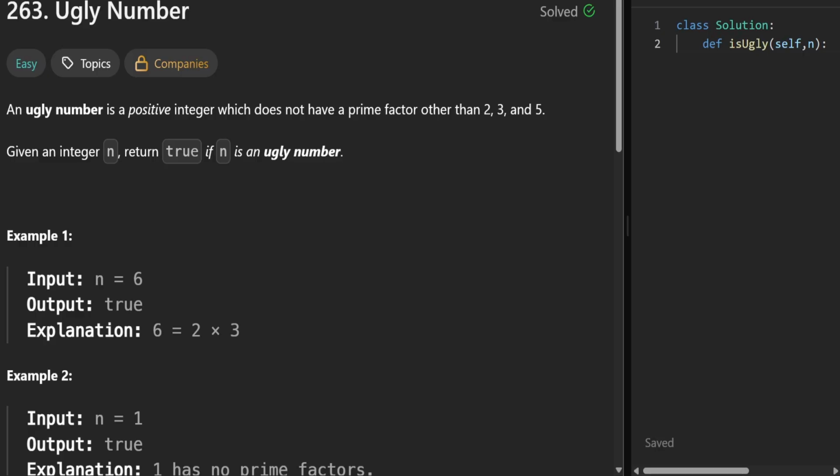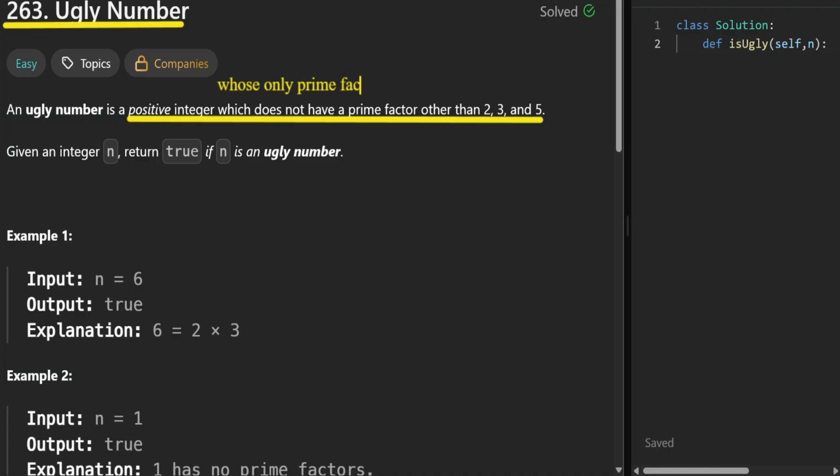I'm Alan, and today we'll be tackling LeetCode 263, Ugly Number. Determine if n is an ugly number, a positive integer whose only prime factors are 2, 3, and 5. Mathematically, that means... Let's look at some examples of ugly numbers where the prime factors are only 2s, 3s, and 5s.